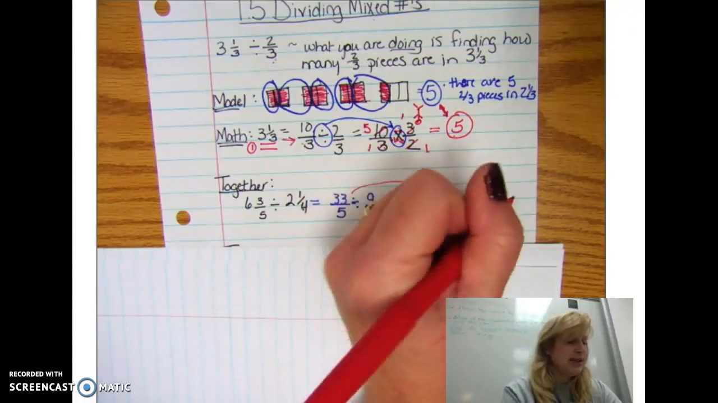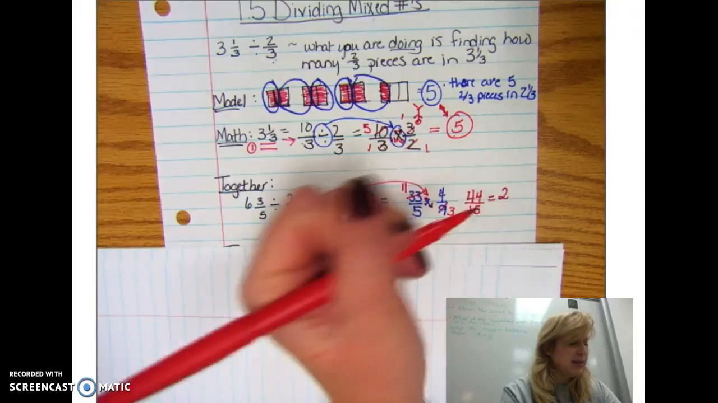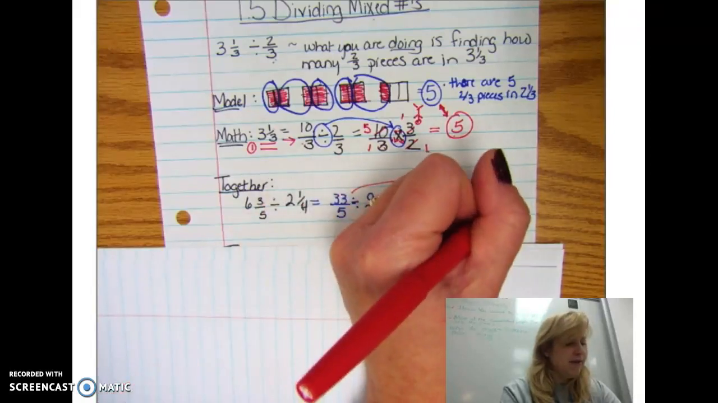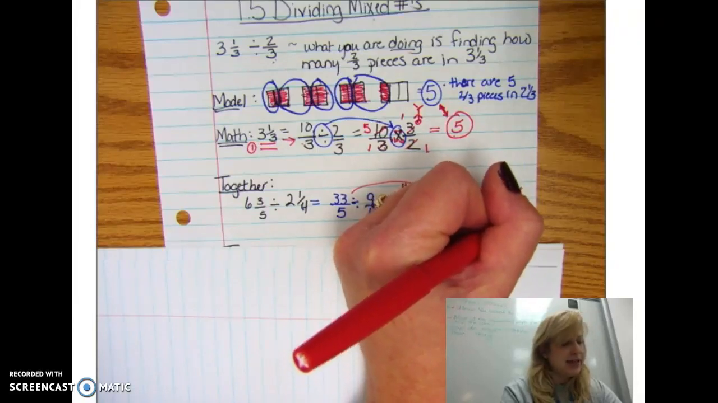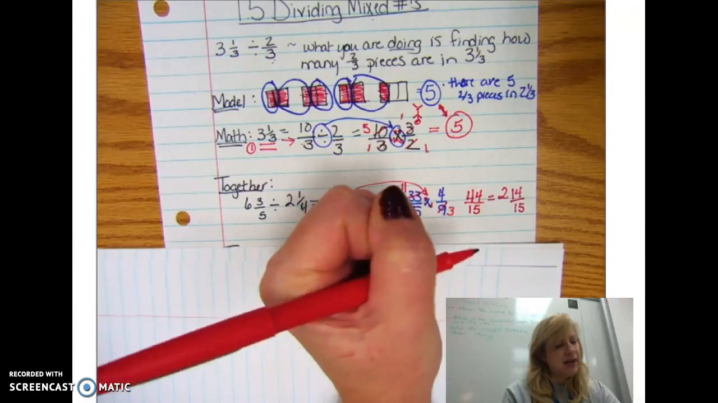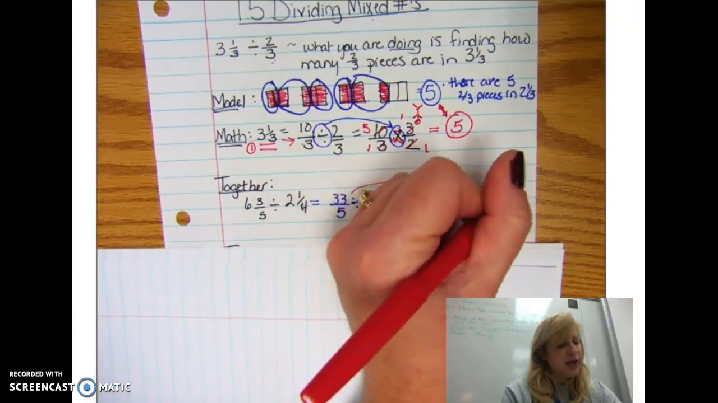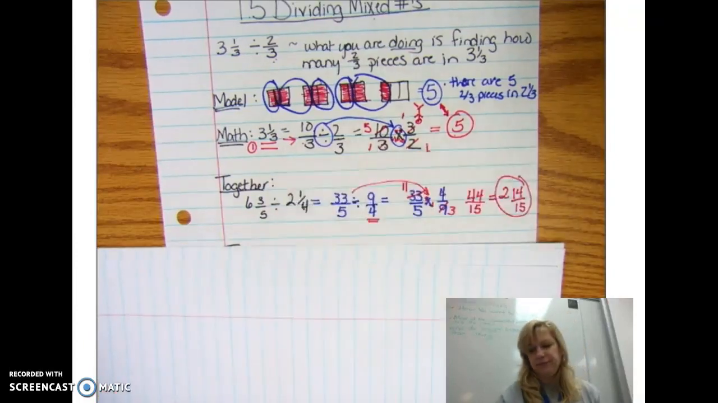But if I reduce this, I know it will go in 2 times, and then I'm going to have 14 leftovers, and they're all divided into pieces the size of 15. So I'm making this improper fraction a mixed number.